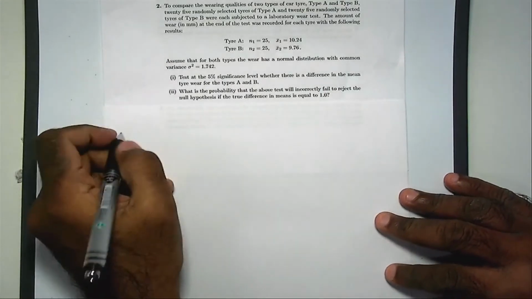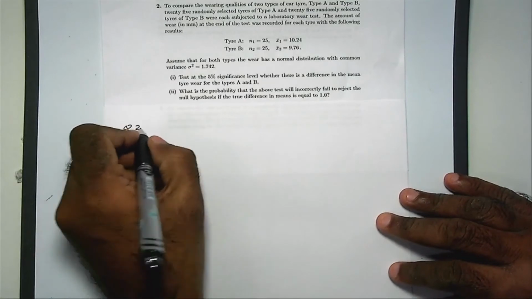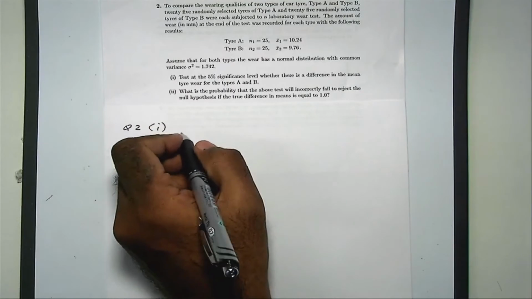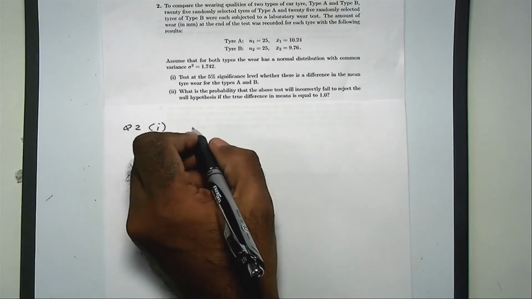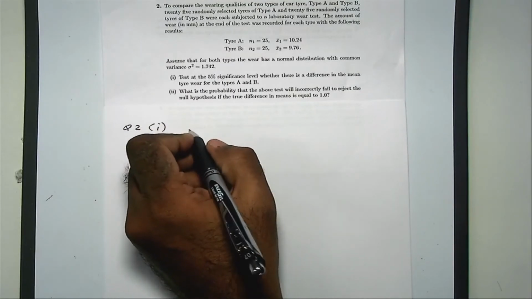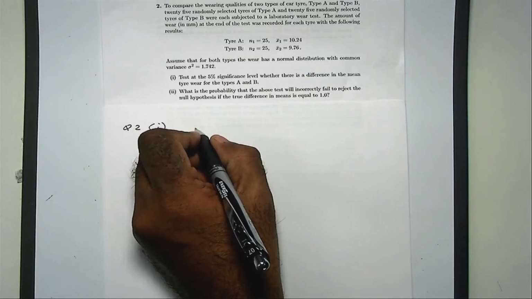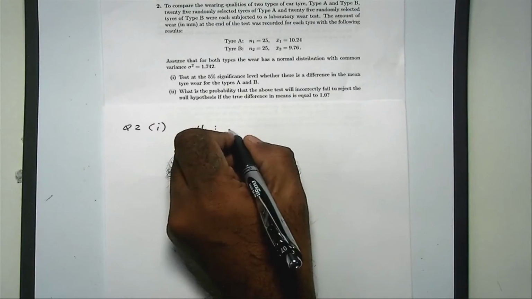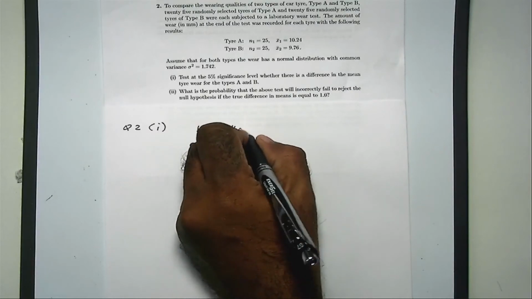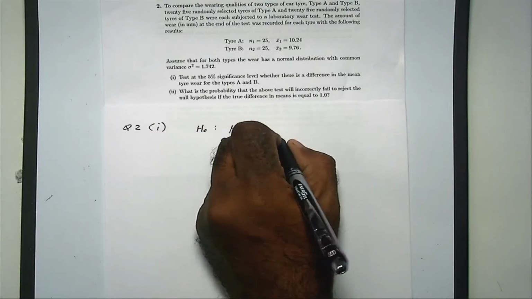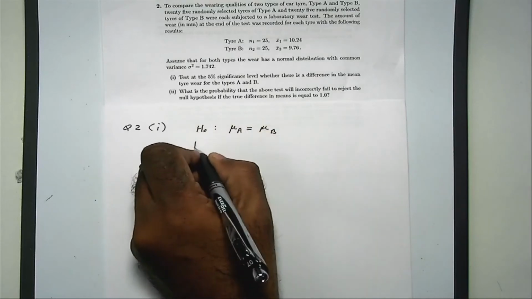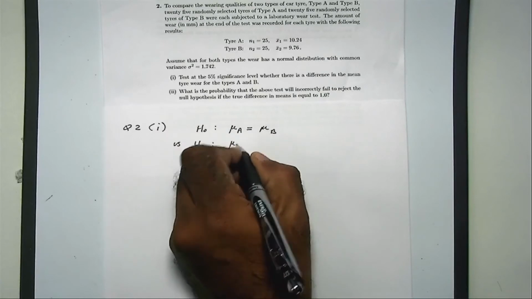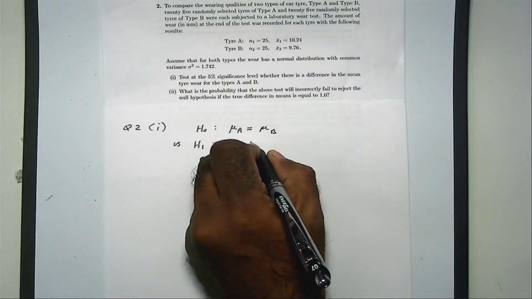So this is question 2, part 1. So what we are trying to test here is whether the two population means, let's call them mu A and mu B, are equal, versus the alternative whether they are not equal.